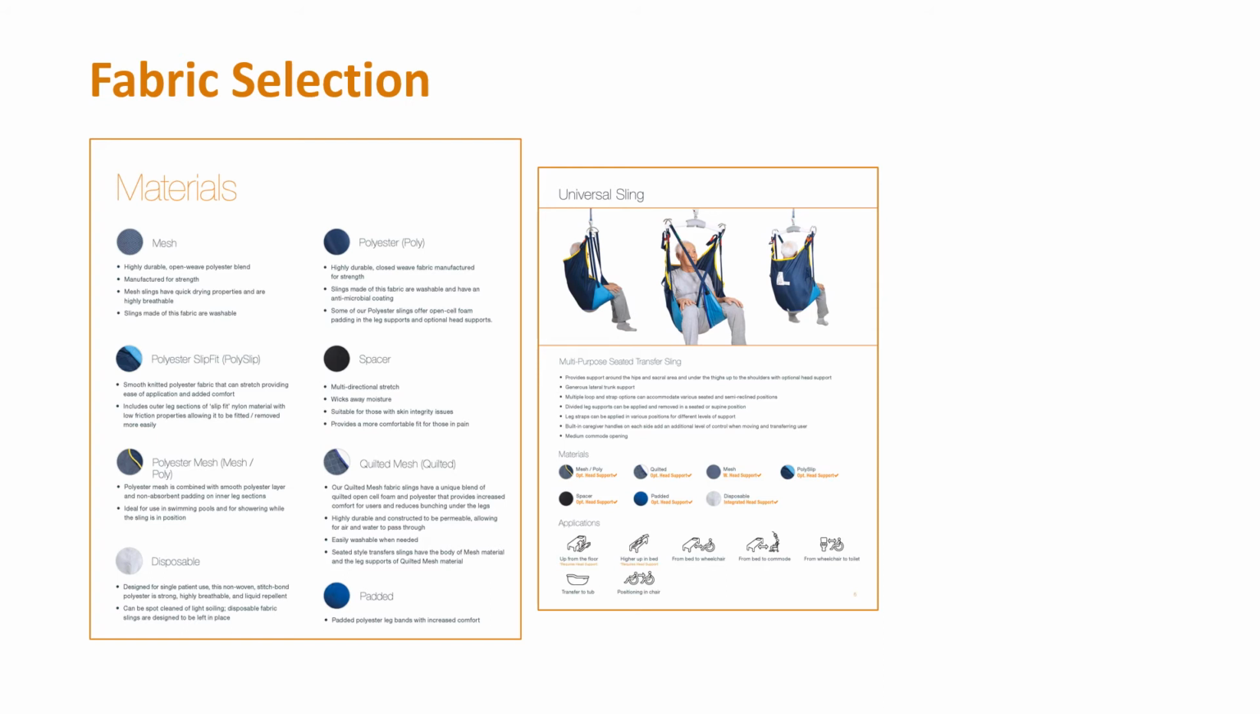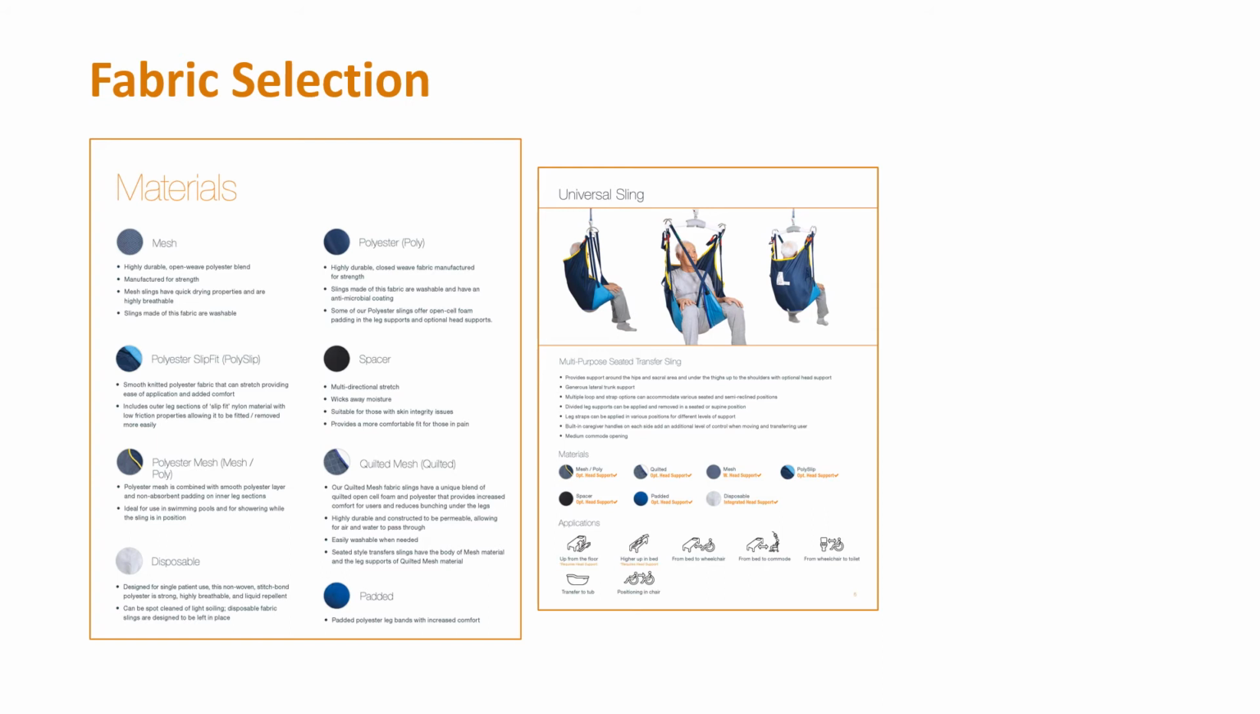Mesh fabric slings are strong, durable, and economical. Mesh is a breathable, quick-drying, easily washable, open-weave polyester material. Mesh slings are sometimes used for bathing but not recommended for individuals with skin integrity issues. The multiple pressure points with mesh fabric in combination with the heat and moisture of bathing may irritate skin.